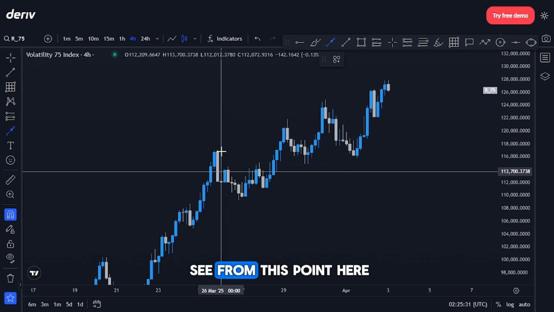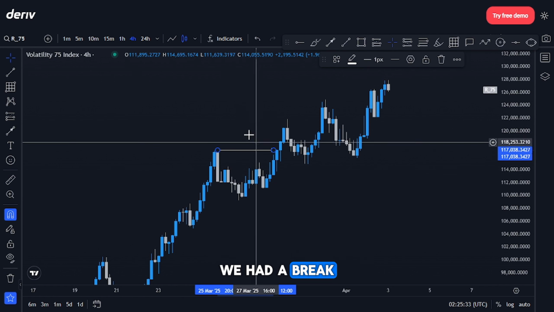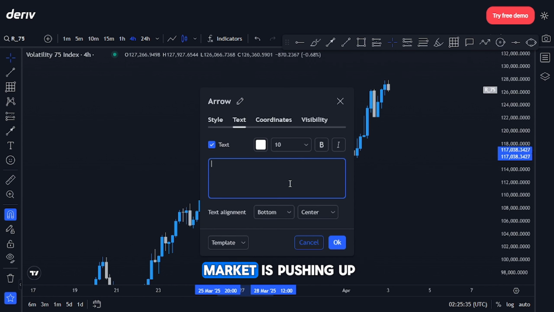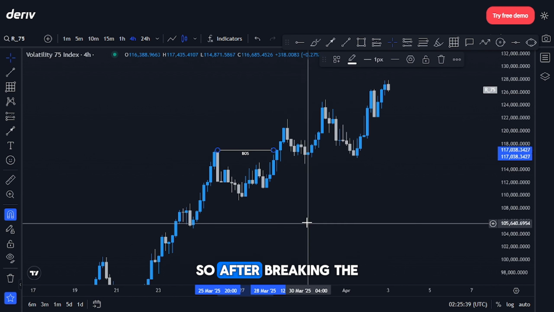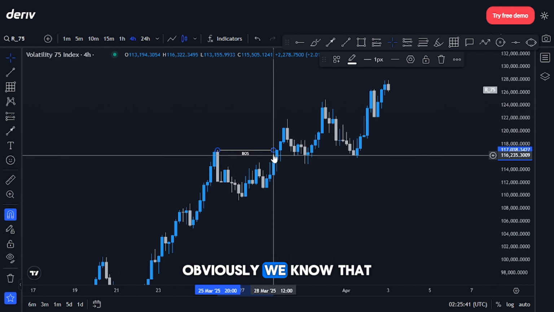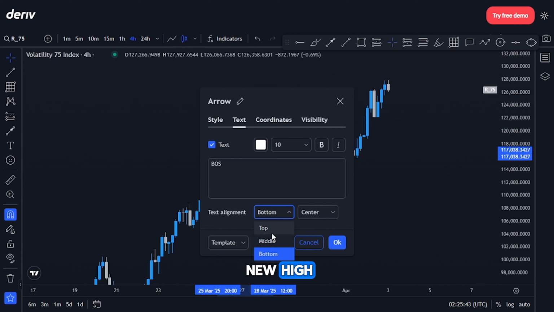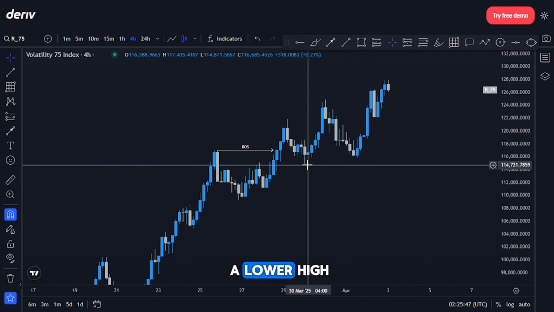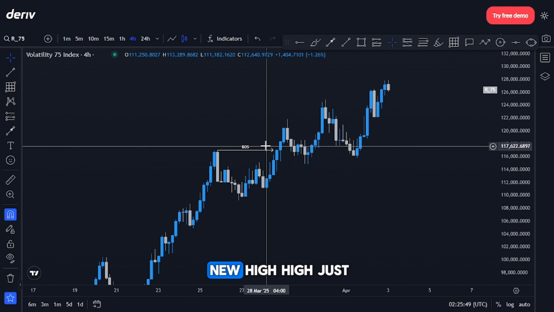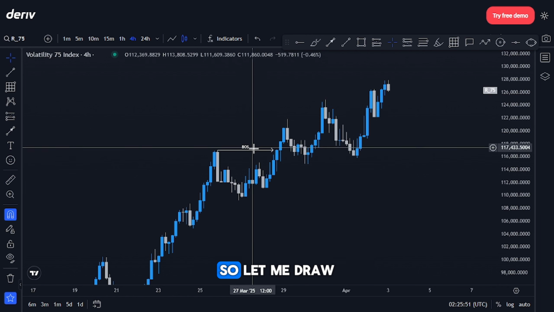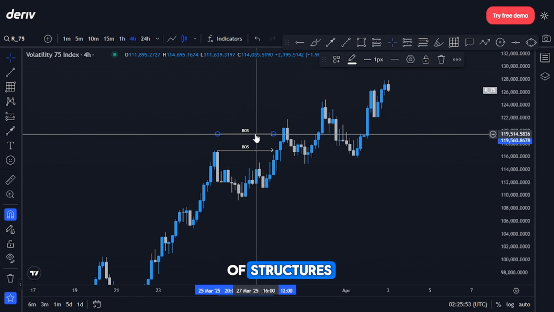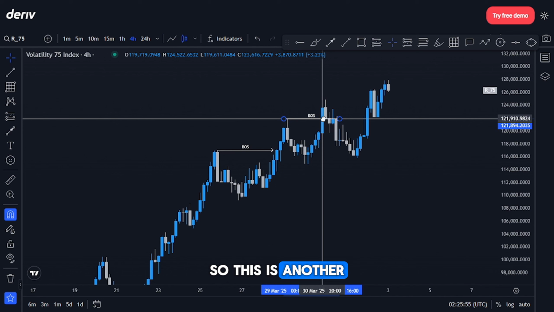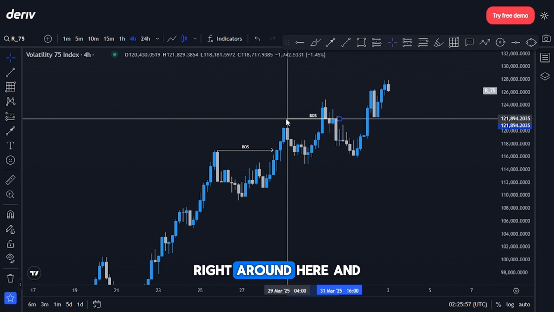So as you can see from this point here, we had a break of structure showing us that the market is pushing up, breaking the previous high. After breaking the previous high, obviously we know that there is a new high that's going to form, and then we expect a pullback creating a lower high. Then we have a new higher high just like that. So let me draw out the breaks of structure. So this is another break of structure right around here.